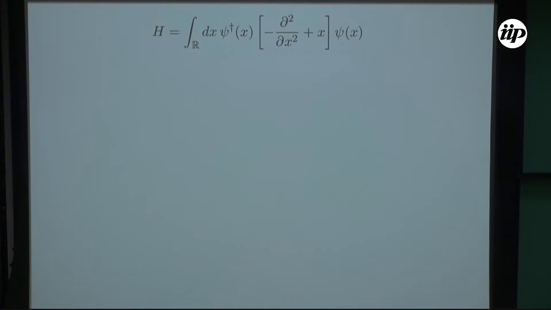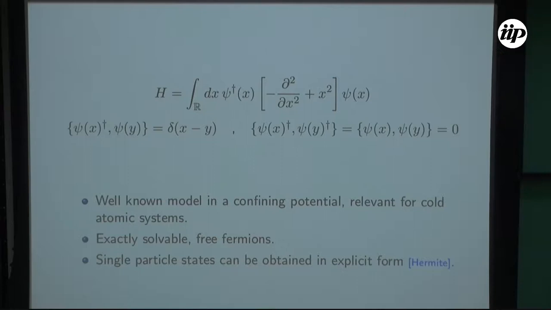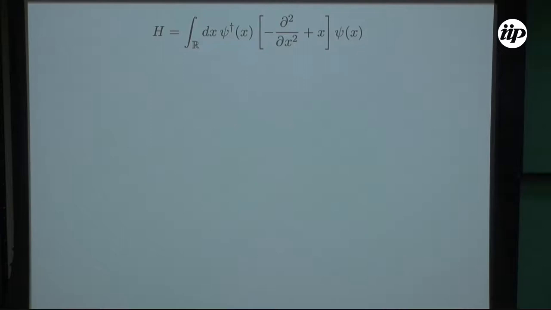And of course, x squared has a physical meaning. It's a confining potential. So in cold atom systems, this is a reasonable approximation to real physics. But you can wonder, just for fun, what happens if I put x instead? Okay, so it's still free, so you can solve this. If you put x instead, it looks weird because it's not confining. The potential is very large to the right, let's say, for x positive, but for x negative, it doesn't confine particles. Okay, but this you can solve.